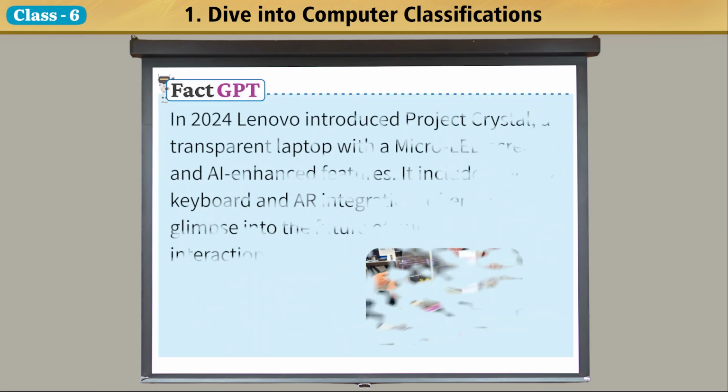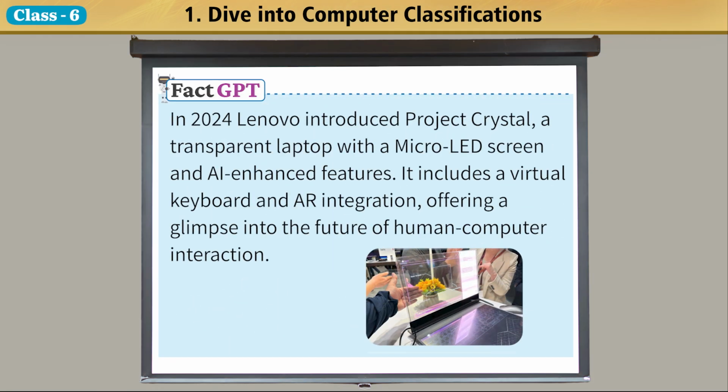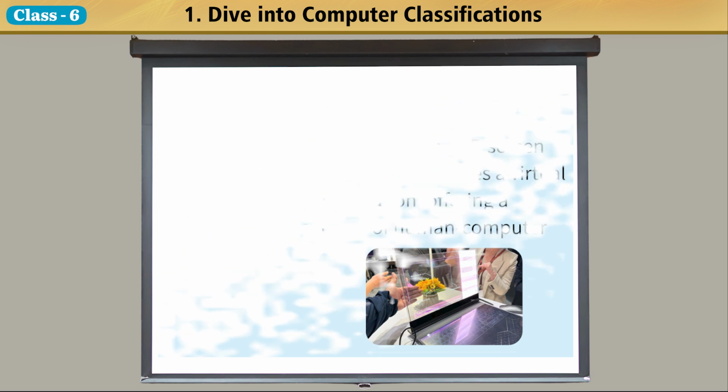FactGPT. In 2024, Lenovo introduced Project Crystal, a transparent laptop with a microLED screen and AI-enhanced features. It includes a virtual keyboard and AR integration, offering a glimpse into the future of human-computer interaction.